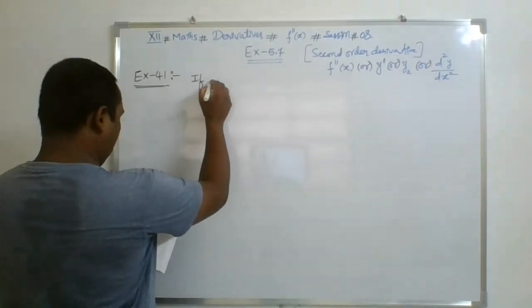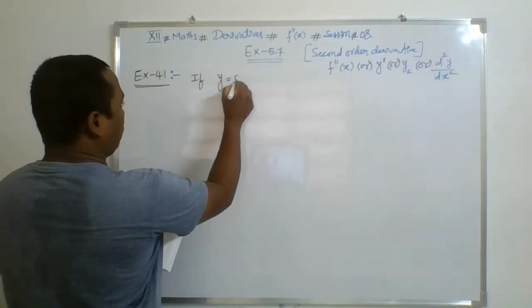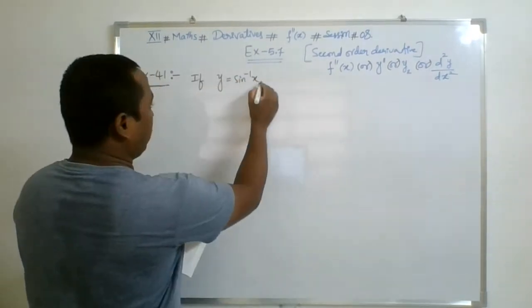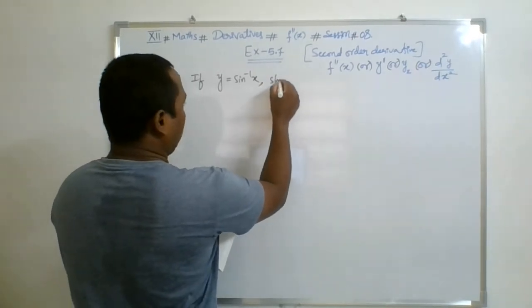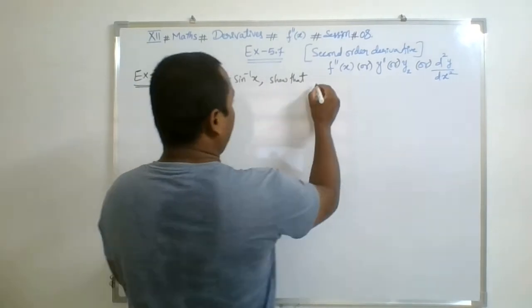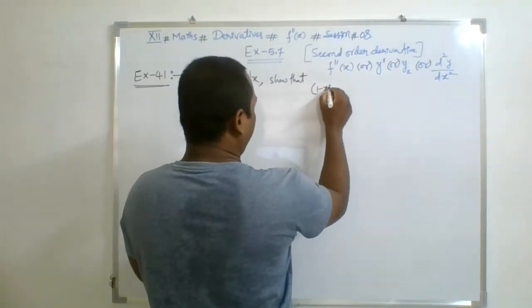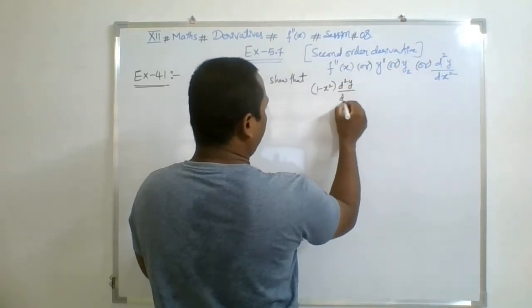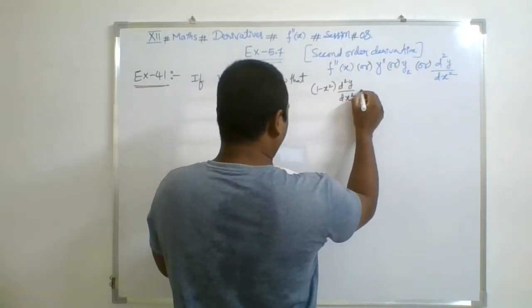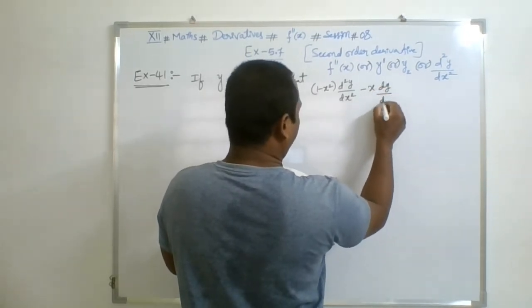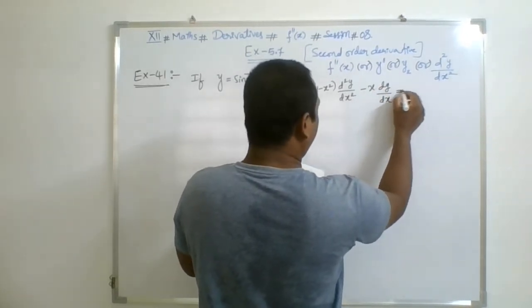If y is equal to sine inverse x, it's an inverse function, then show that 1 minus x square into d square y by dx square minus x into dy by dx is equal to 0.